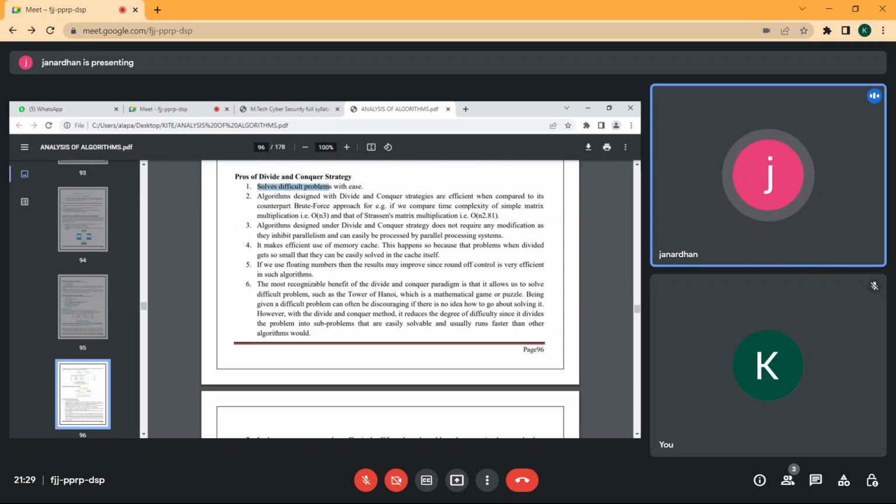Pros of divide and conquer strategy. Solves difficult problems with ease. Algorithms designed with divide and conquer strategies are efficient when compared to its counterpart, brute force approach. For example, if we compare time complexity of simple matrix manipulation, big O of n cube, and Strassen's matrix manipulation, that is big O of n square.